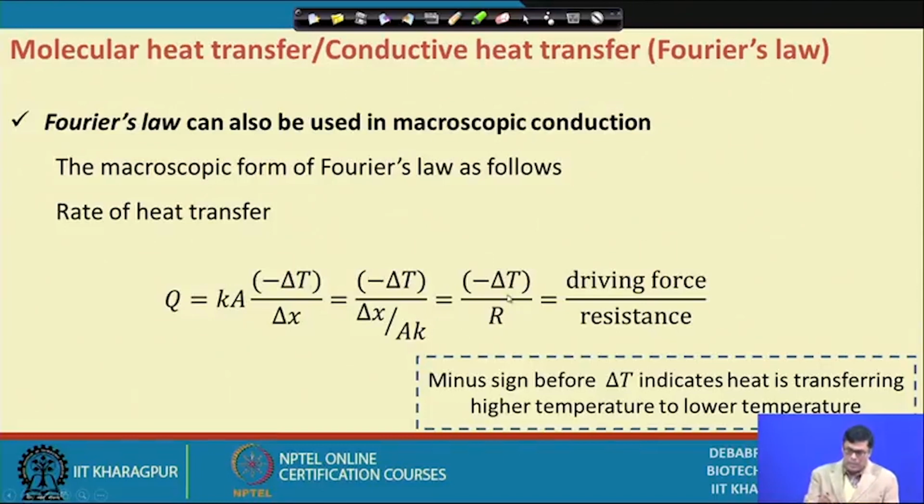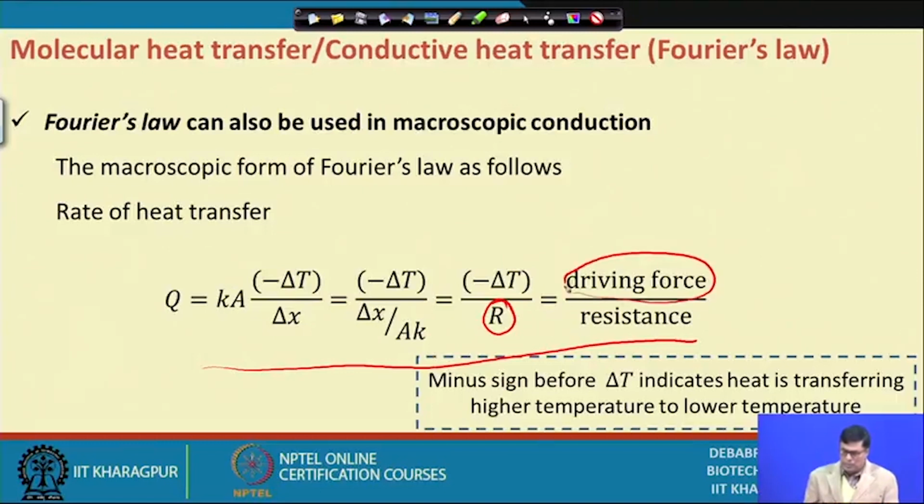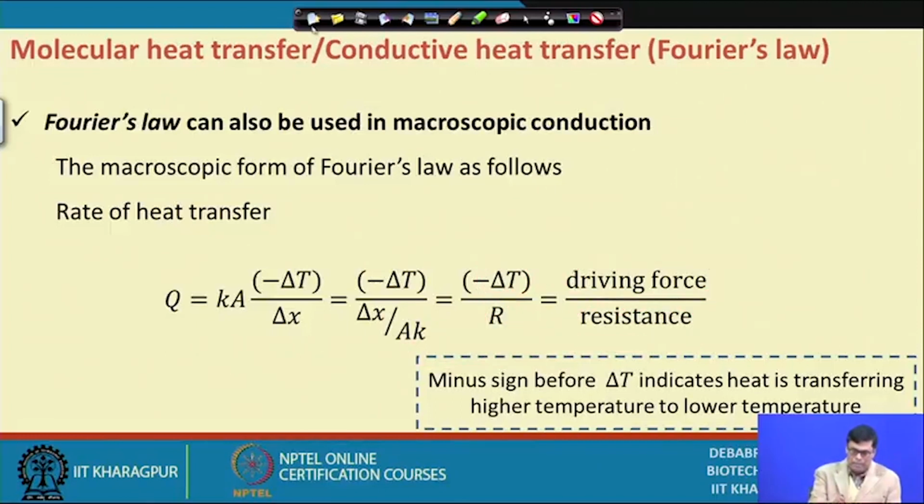Now, initially you can remember that any kind of transfer is equal to driving force by resistance. So we want to express the equation in that same form, that Q equal to delta T by R, where R is the resistance, and this resistance is nothing but delta x by A into K. So the driving force is the temperature difference, and the resistance is nothing but delta x by A into K.